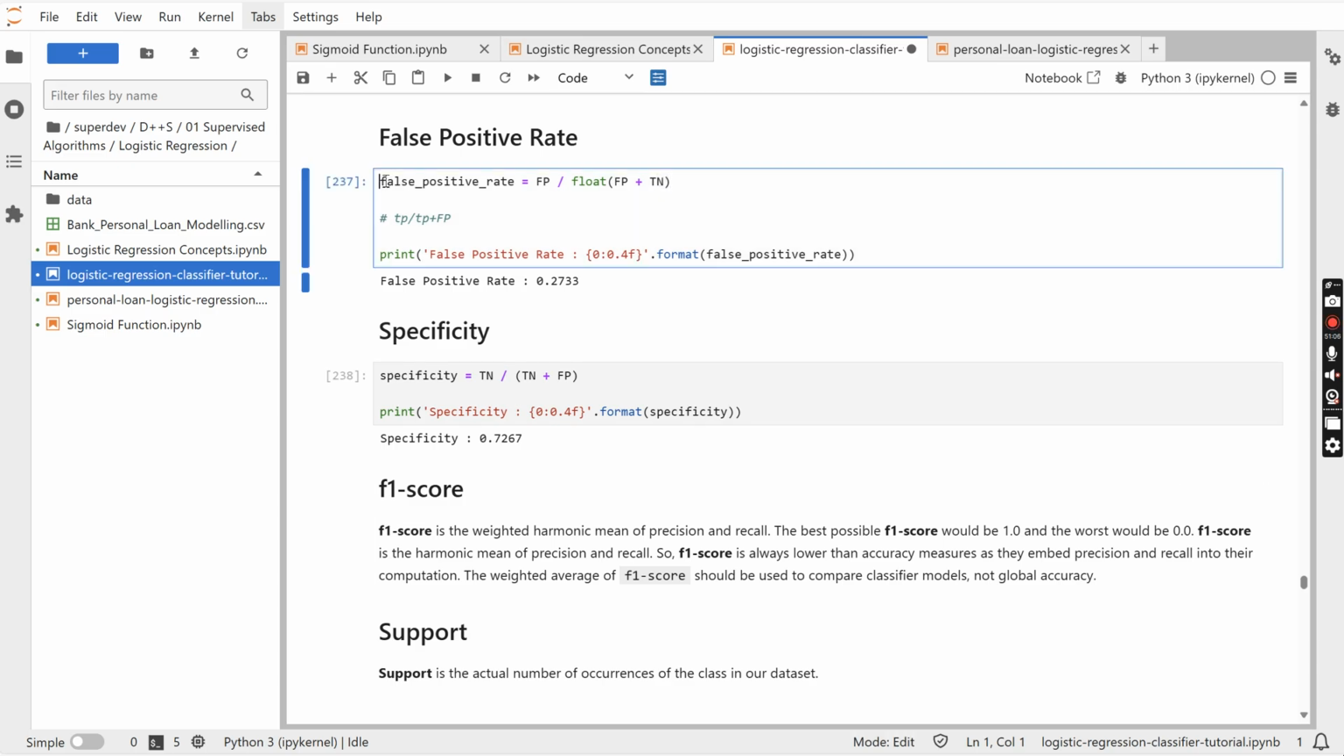So basically, first understand what is false positive. A person who had cancer is a true positive. False positive means the person did not have cancer, but we said he has cancer.